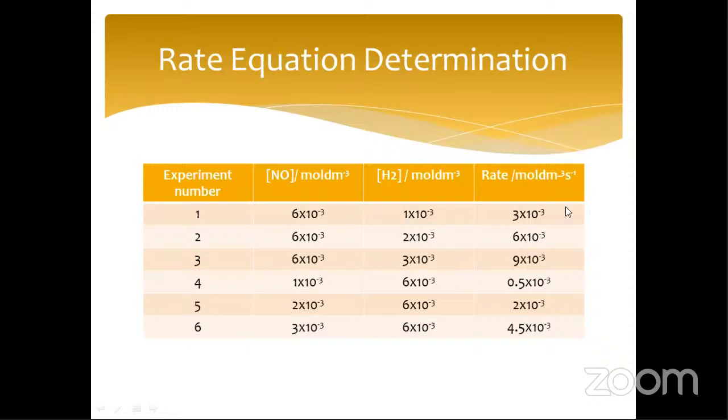No questions? We're all fine? All right. So far we have rate is equal to K times the concentration of NO, raised to the power 2. So far we have that for our rate equation. Now we need to find out what is the order of reaction with respect to hydrogen. So this time we need to keep the concentration of nitrogen monoxide constant, and that is what is done in experiments 1, 2, and 3, and change the concentration of the hydrogen.